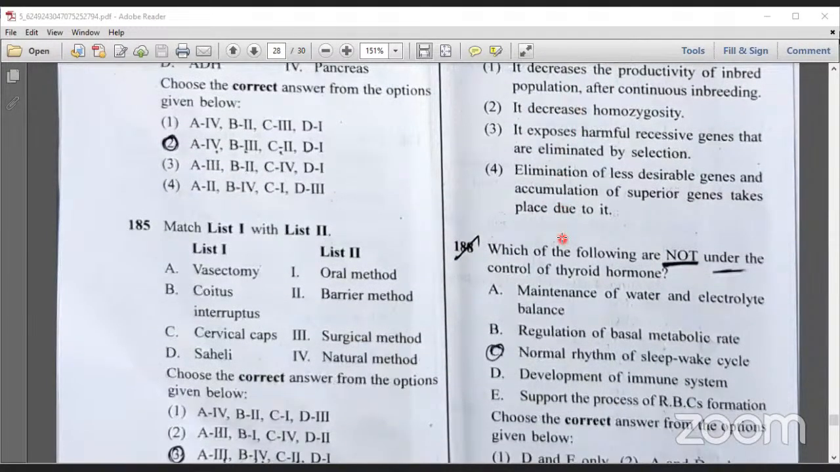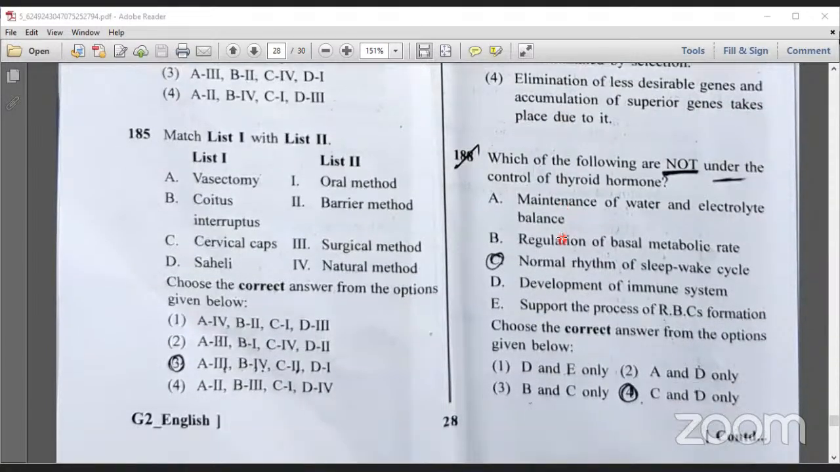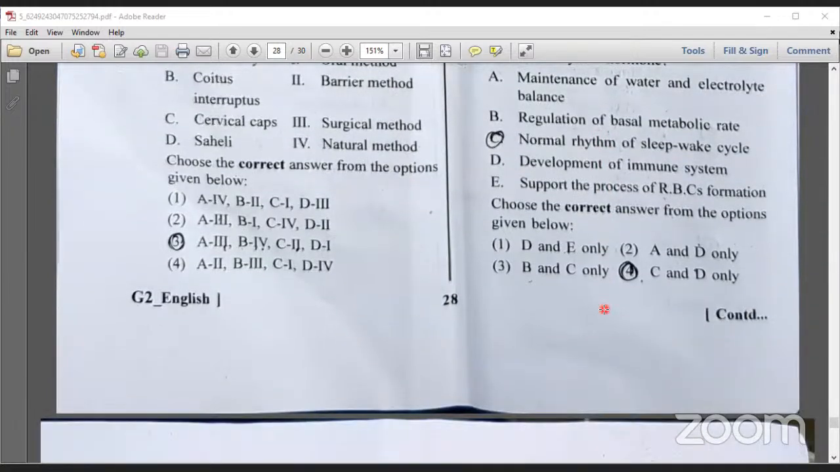And 188, which of the following are not under the control of thyroid hormone? When we talk about the thyroid hormone, it helps in maintaining the water balance. Not under the control of thyroid hormone is the normal rhythm of sleep-wake cycle. That is done by some other hormone, right? Melatonin is the one which maintains our diurnal rhythm, and development of the immune system will be done by our T cells. So they too won't come.